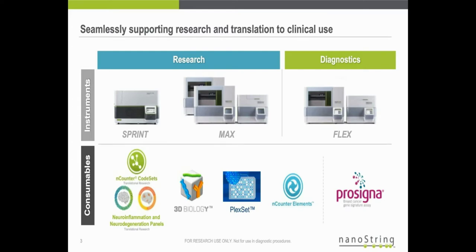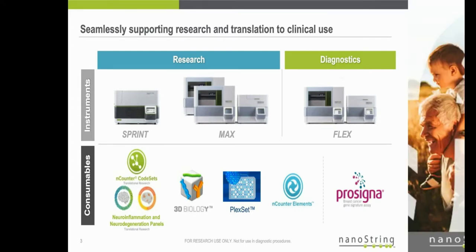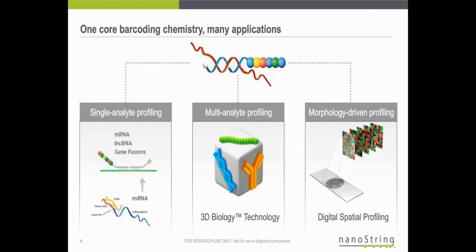No matter what assays you're using, we utilize one core chemistry, and the basis for these applications lies in simple base pairing. The platform is measuring individual nucleic acid molecules, hybridized to fluorescent barcodes, allowing you to perform single or multi-analyte analysis, or even morphology-driven profiling with our new digital spatial profiling application, which is our latest initiative to utilize the nCounter chemistry to extend our profiling capabilities to fixed tissues in a spatially resolved manner. And this is technology that's sure to prove exceptionally useful in the field of neuroscience in particular.